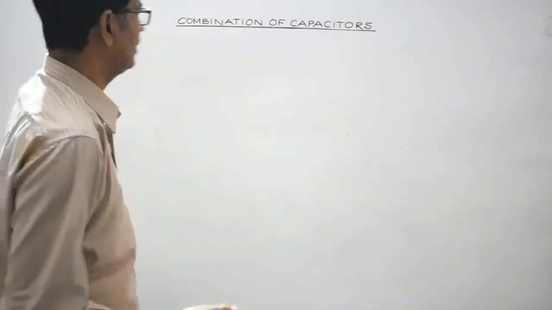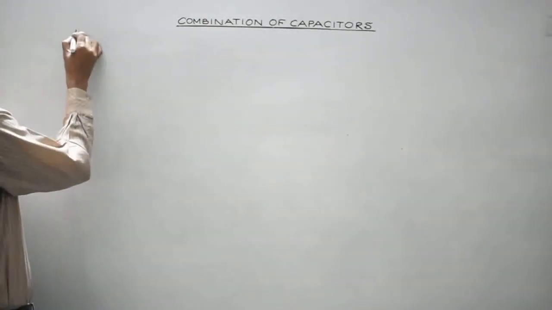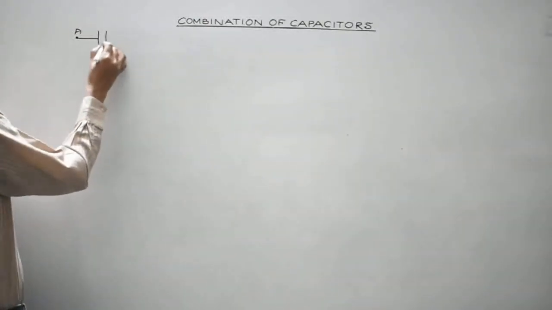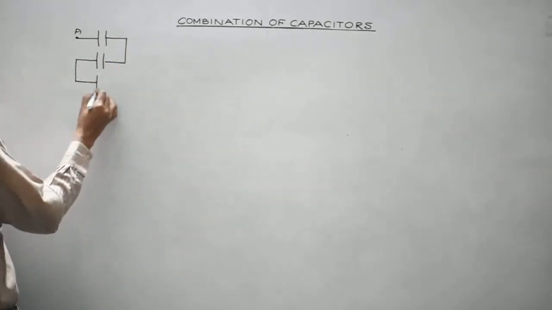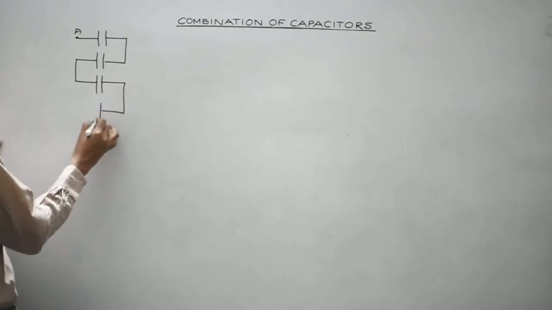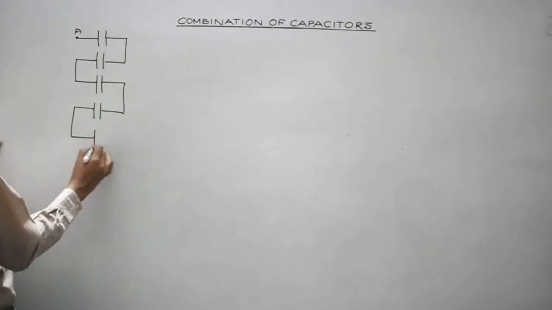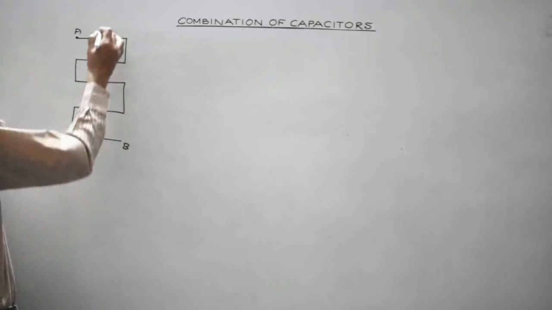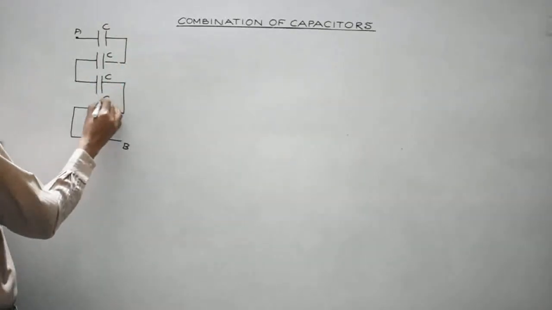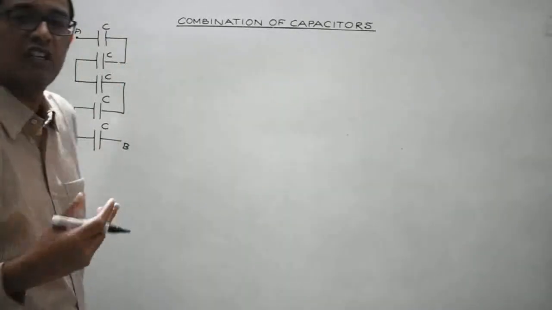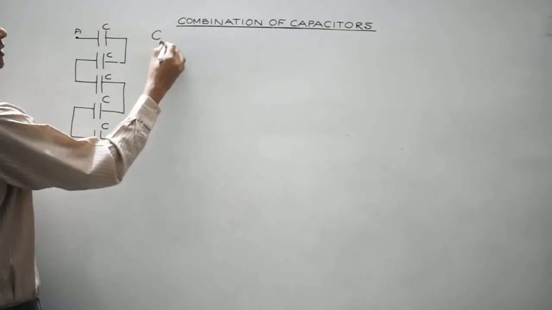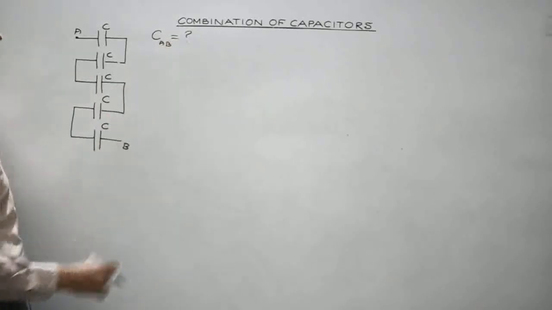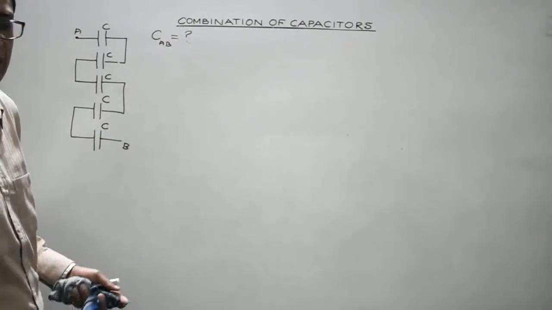Let's consider a very basic example. Like this is point A, and these are the capacitors which are connected in a manner as shown in the figure, like this. This is suppose point B. All the capacitors are identical, each having capacitance C. Now in each question we are supposed to find the net capacitance between the points A and B.